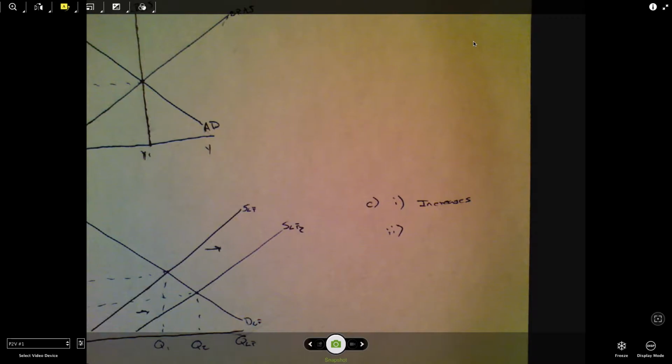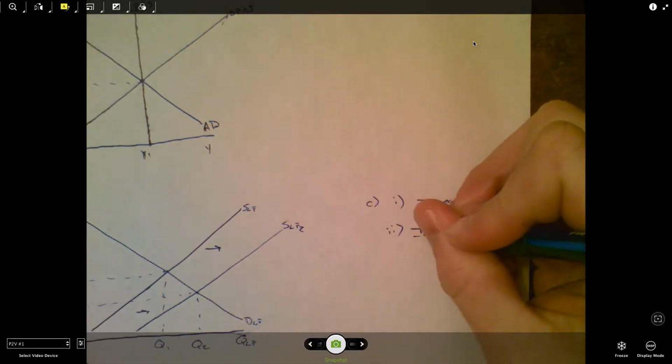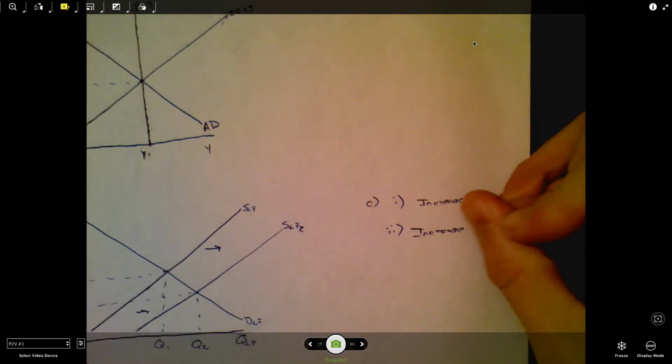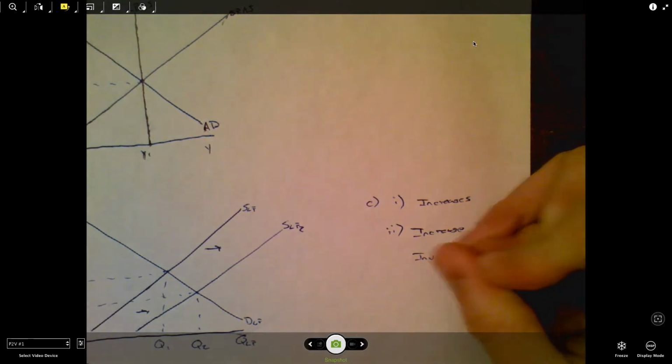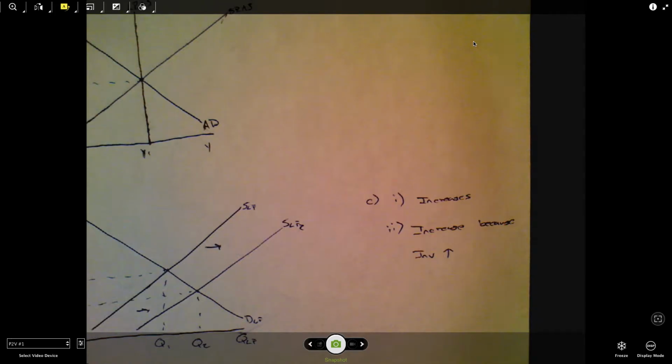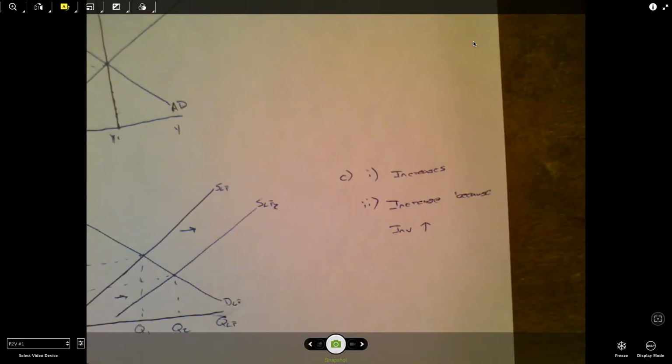Well, that's just what's happening to AD. Because AD is C plus I plus G plus NX, so there's your I. If investment is increasing, that means economic growth is increasing. So we're going to say increase, because investment increases. And there's your explanation to it as well.